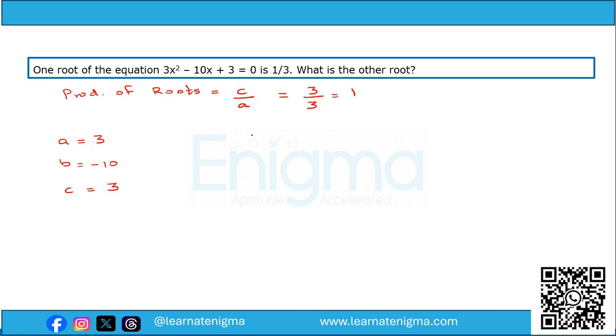Now, one of the roots is given to us as 1/3. Let the other root be x. So the product of roots, that is x multiplied by 1/3, is equal to 1. So therefore x, the other root, comes out to be 3.